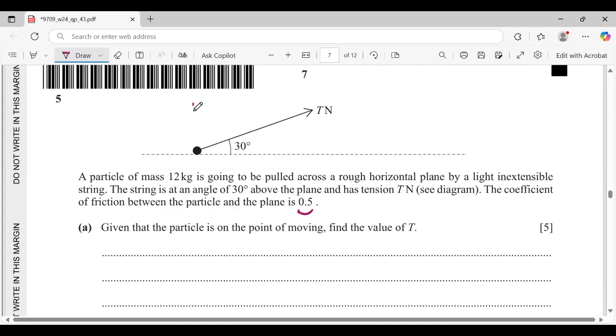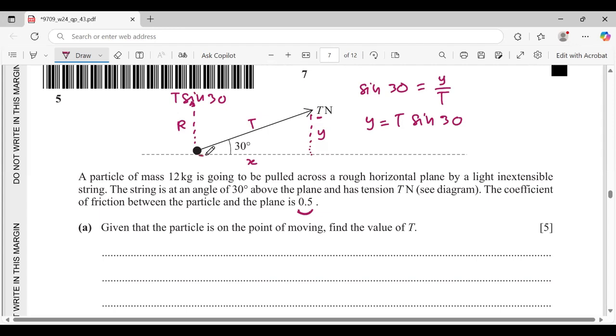So there are several components here. If this is y and this is x, then sine 30 equals y over T, because this is T according to this information. So it means y equals T sine 30. So there is component T sine 30 here and also component R here.